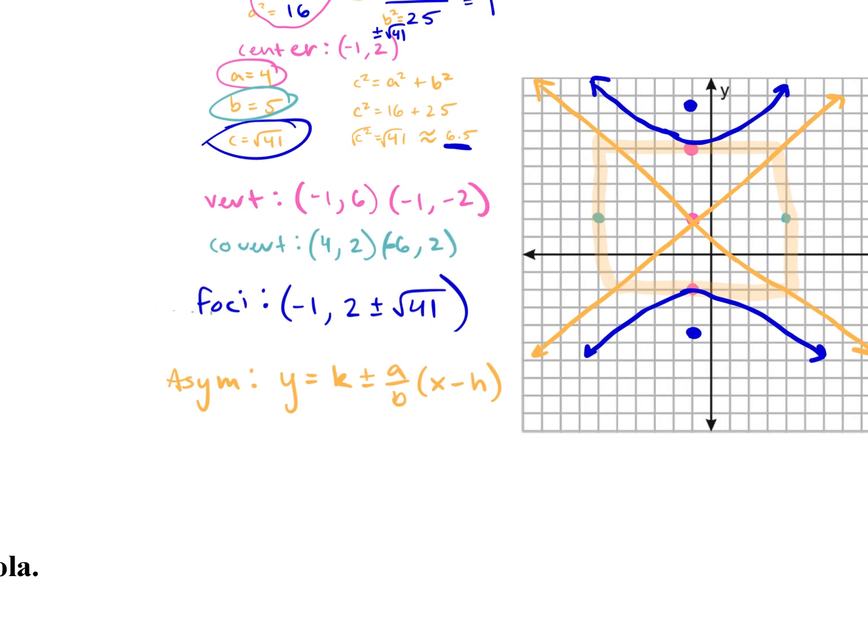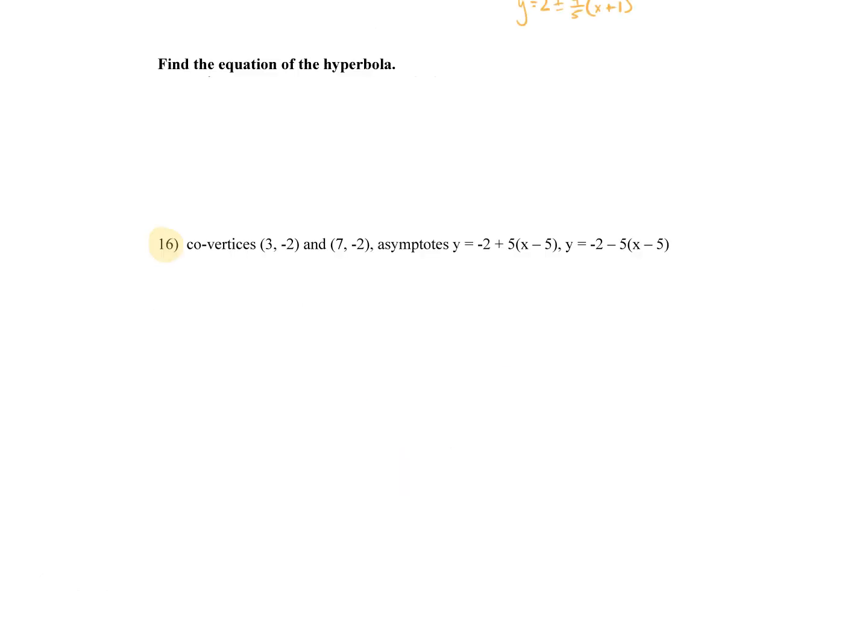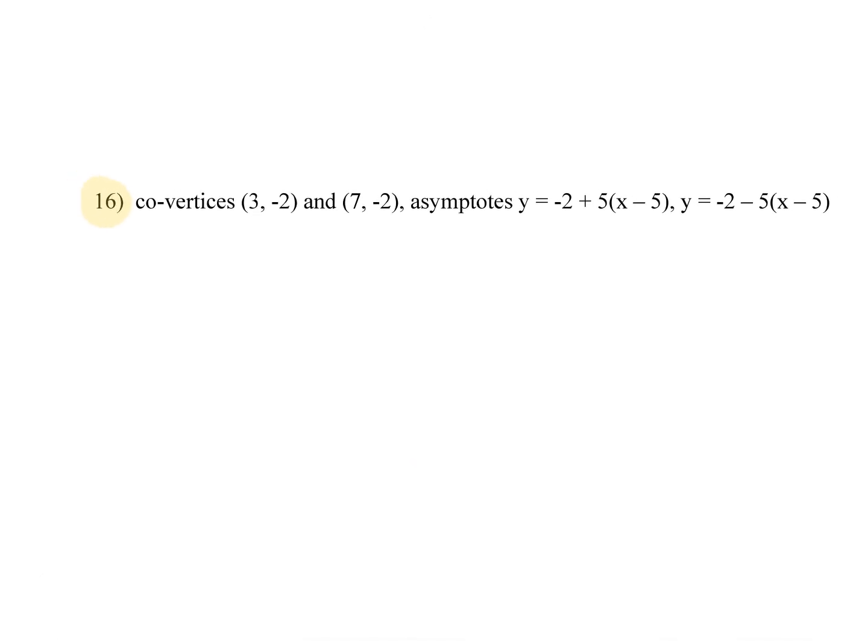So let's just plug everything we have into our asymptote formula. So y equals k comes from our center, so that is 2 plus or minus. A is 4 over b, which is 5, times x minus h, so x plus 1. So it gives us the covertices here, so let's graph. We're going to go to the right 3 and down to negative 2, and then to the right 7 and down negative 2. So these are our covertices.